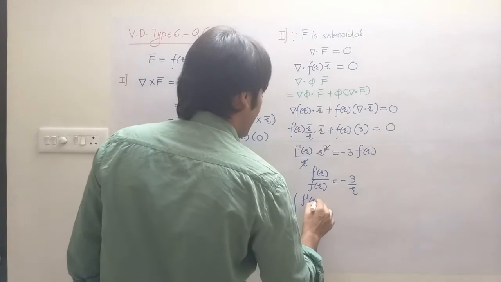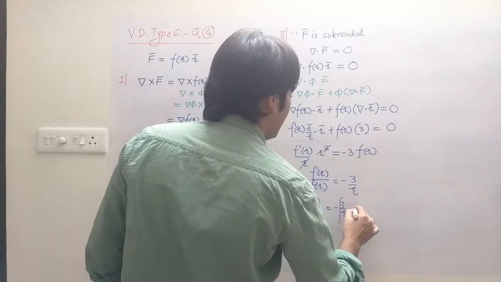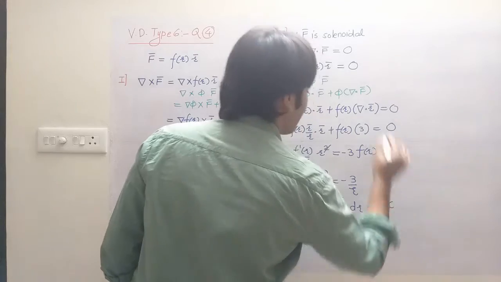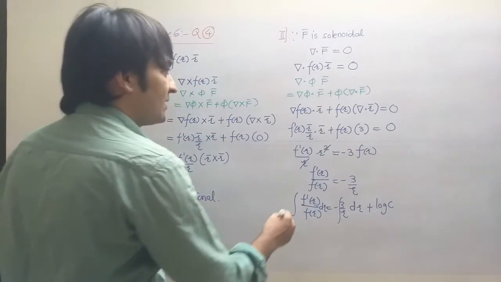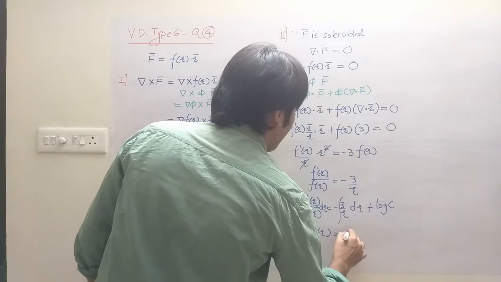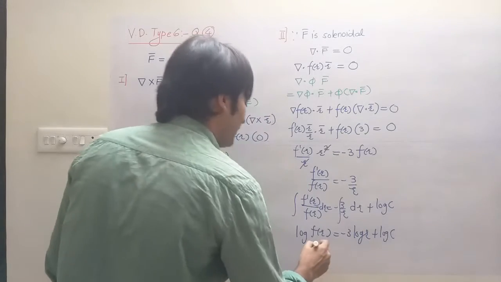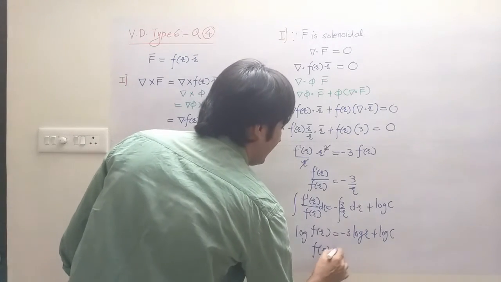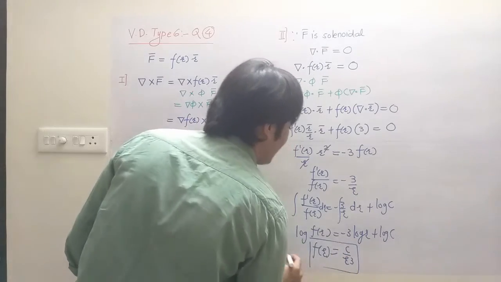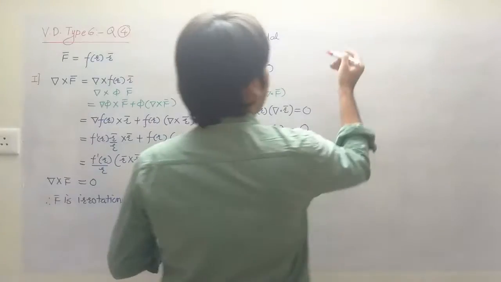Integration of f dash r upon f of r is equal to minus 3 upon r integration dr. Correct? Plus, can I go for log c? Yes, definitely. What's f dash upon f? Log of f of r is equal to minus 3 log r plus log c. Can we club this together? So what will be f of r finally? Minus 3 here. So c upon r cube will be the answer. Just clubbing all these things together. Got it? Understood by everyone?